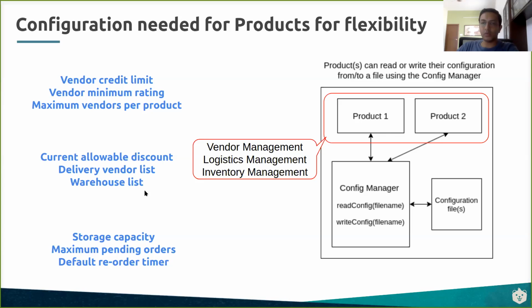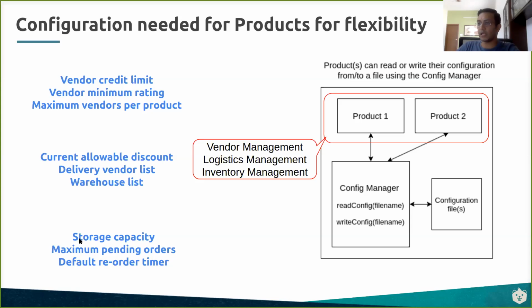Similarly, a warehouse list. Where are my warehouses? What kind of products is each warehouse storing? Right? All that should be configurable, right? Anybody who updates the data here, the product should all get that updated data. So in general, there's a lot of configuration that is involved.